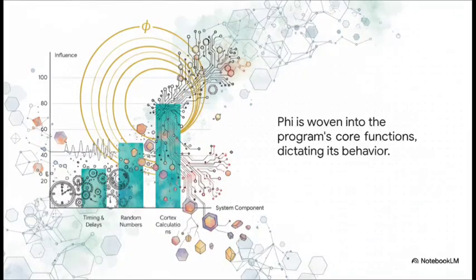And phi isn't just some decoration here. It's absolutely functional. It dictates the very rhythm of the program, controlling how long it sleeps between operations. It's used as a seed for generating random numbers, which effectively shapes its instincts. And it's a core part of the cortex's calculations, influencing how it perceives its reality. You could say that phi is the very heartbeat of this machine.